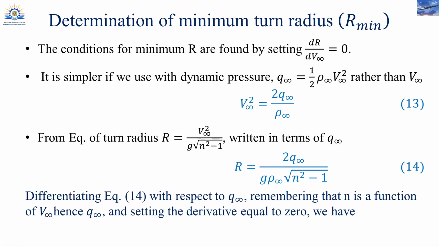So how can we determine the minimum radius? Minimum radius determination is required. In order to find the minimum radius, we have to set dR/dV equal to zero. We have to differentiate the radius equation with respect to velocity. The radius equation is given as V square over g radical n square minus 1.